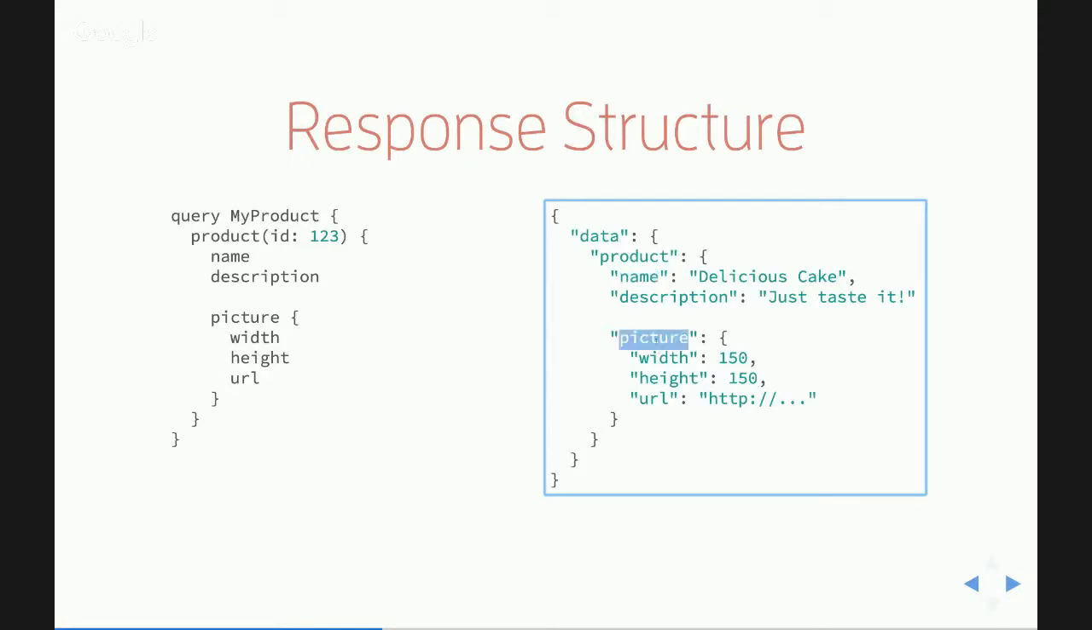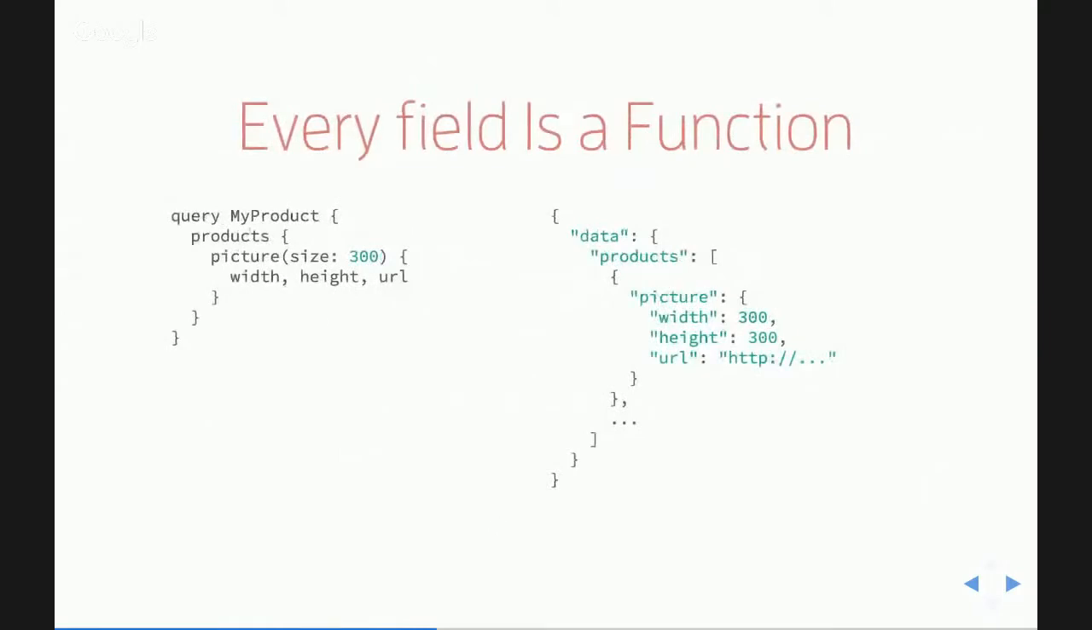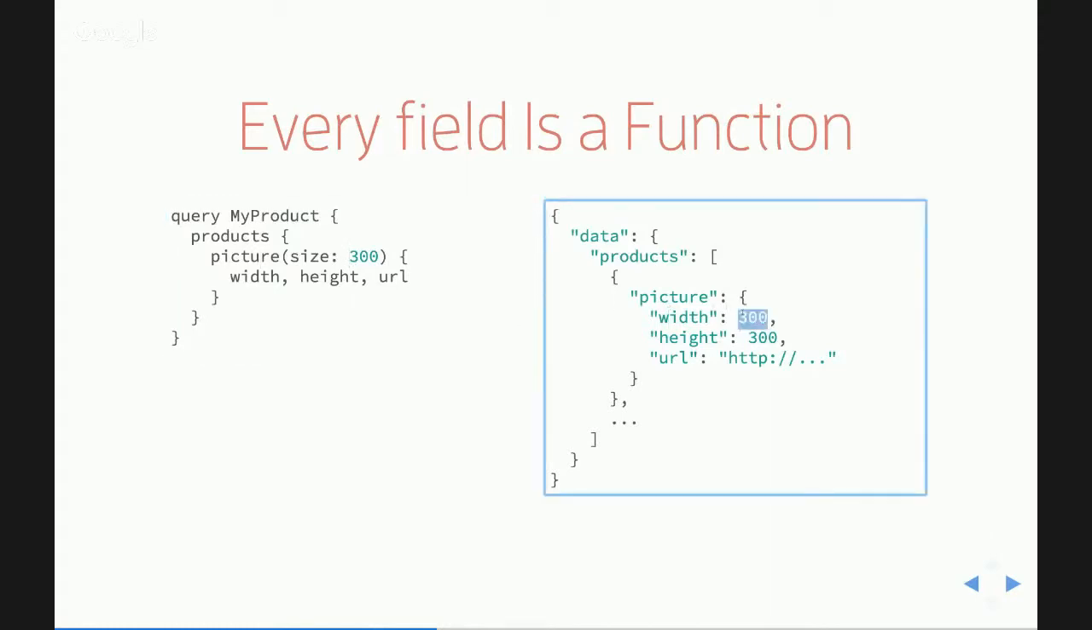But what if I want a different kind of picture? For example, 150 size is nice, but it's not very suitable in my particular application. Well, it's not a problem because fields can actually have arguments. So effectively, you can treat every single field as a function. In this case, for example, I asked not just for a picture, but a picture of a particular size. And what I get is actually a picture of this particular size.